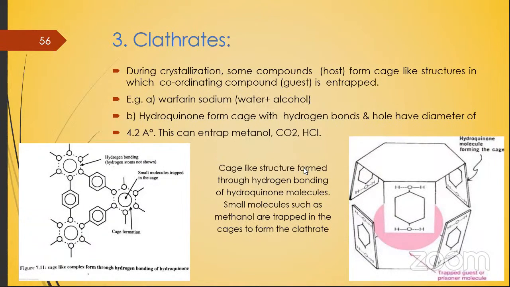So in this case, a cage-like structure is formed through hydrogen bonding of hydroquinone molecules. Small molecules such as methanol are trapped in the cages to form the clathrate. During crystallization, some compounds form a cage-like structure in which a coordinating compound is entrapped. An example is warfarin sodium. Another example, hydroquinone, forms a cage with hydrogen bonds, and the holes have a diameter of 4.2 angstrom. This can entrap methanol, carbon dioxide, and hydrochloric acid.